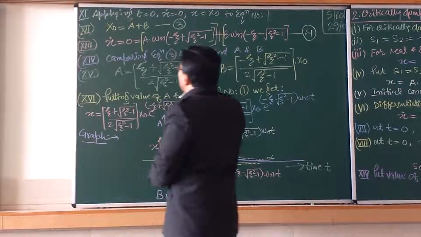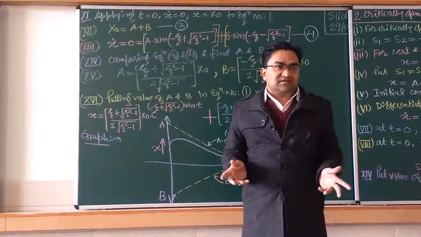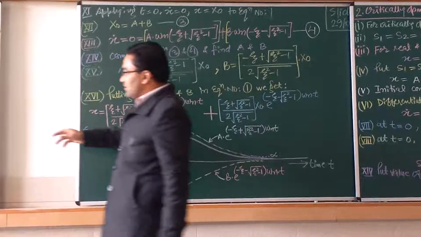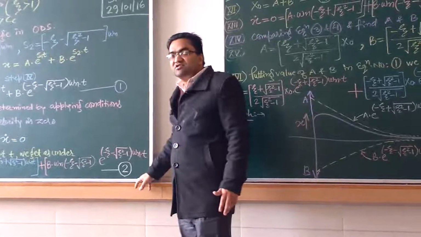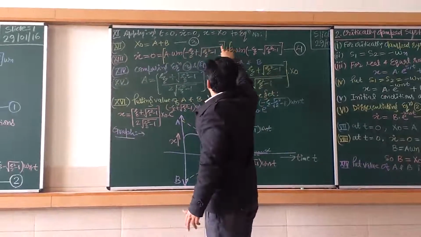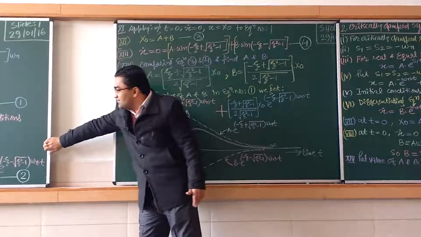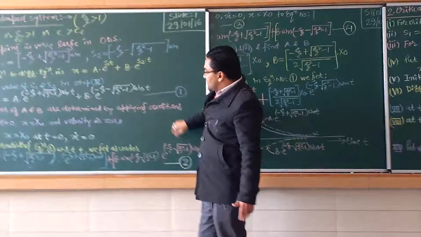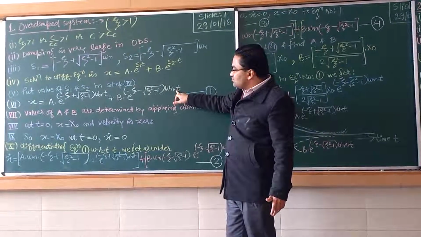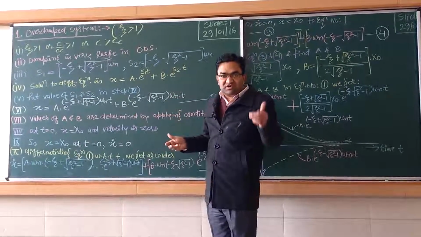Now I must come to point number 11. Applying t equal to 0, meaning initial conditions, to x and x dot. x is your equation number 1 and x dot is your equation number 2. If I apply it to equation number 1, if time t equals 0, this whole term becomes A times 1, because e raised to power 0 is 1.